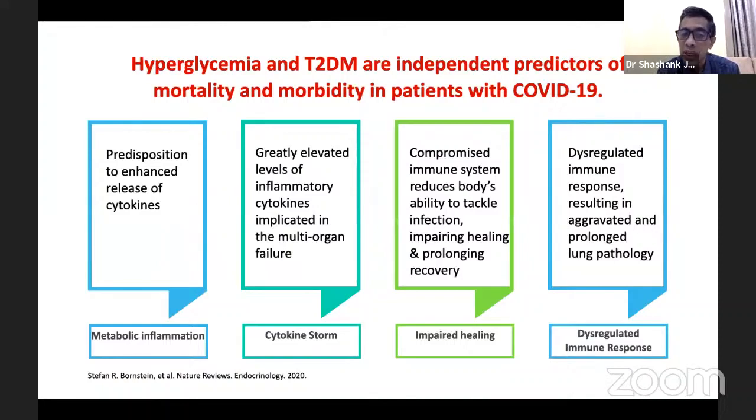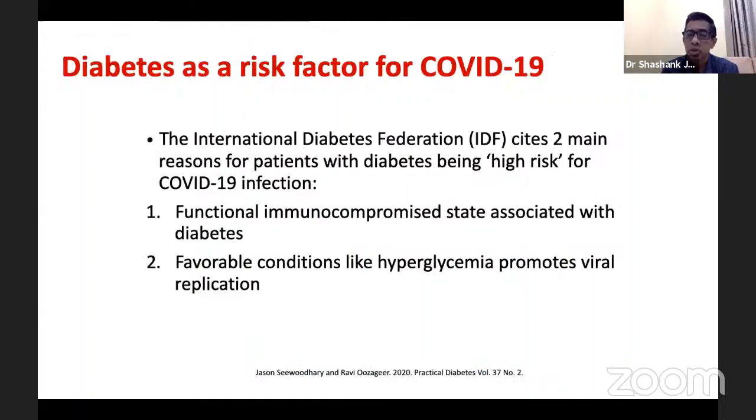And let's summarize that high glucose predisposes to enhanced release of cytokines. There are greatly elevated levels of inflammatory cytokines leading to multi-organ failure. There's a metabolic inflammation. There's a compromised immune system which leads to impaired healing. And clearly we know there's dysglycemia and immune dysfunction. So diabetes, IDF also stated this, is a functional immunocompromised state, and high glucose promotes viral replication. So obviously diabetes is a high risk for COVID-19 infection, and we all know this.